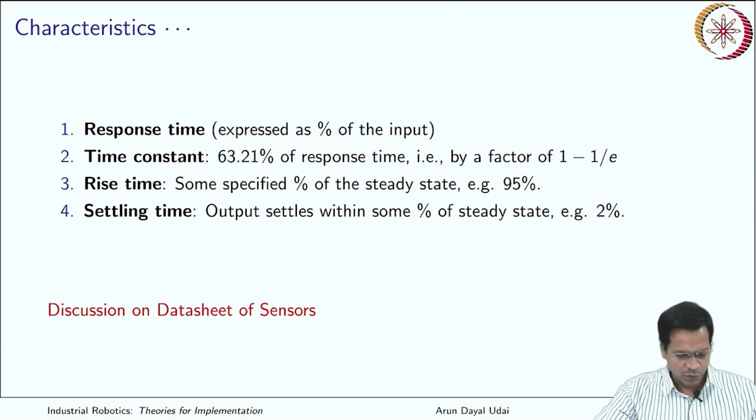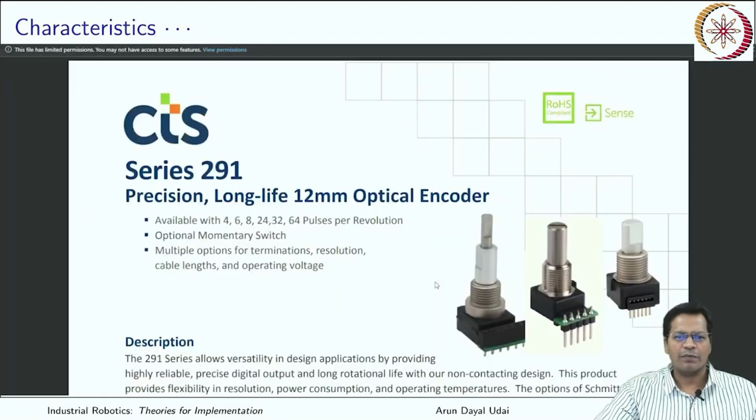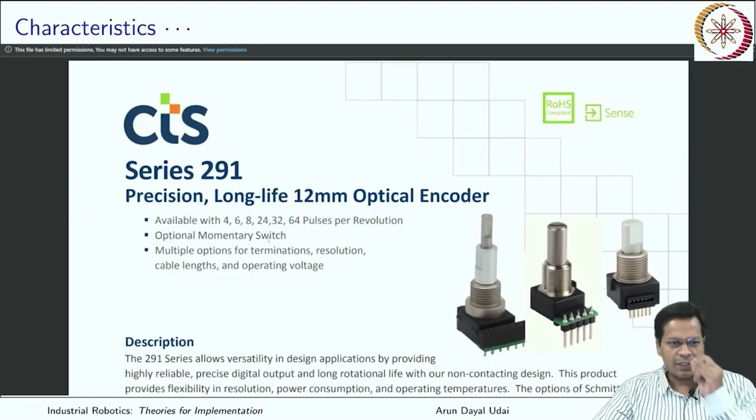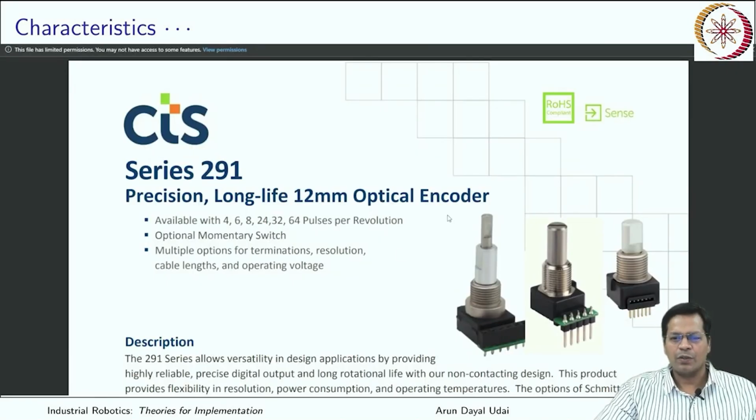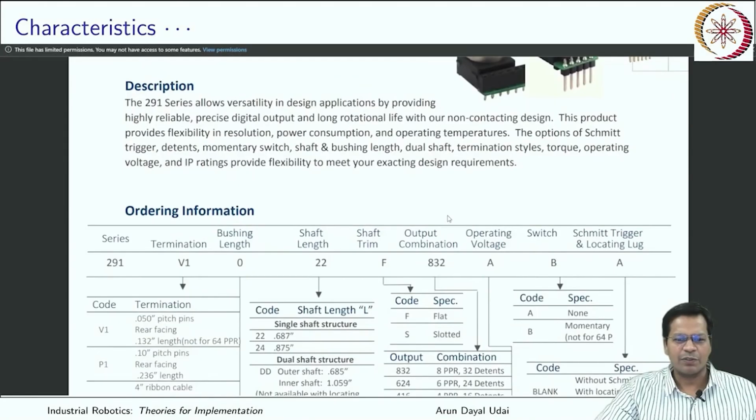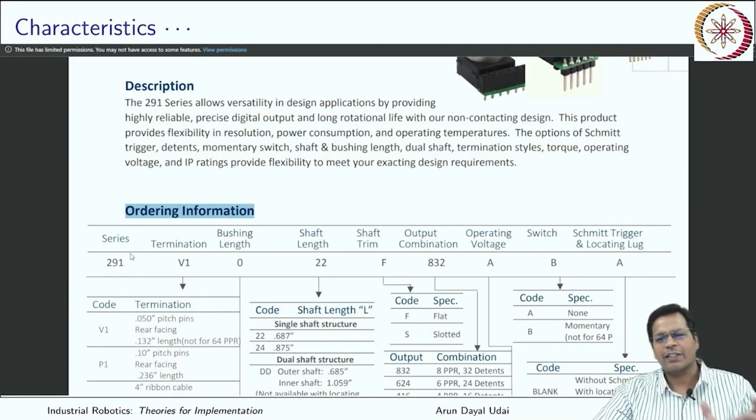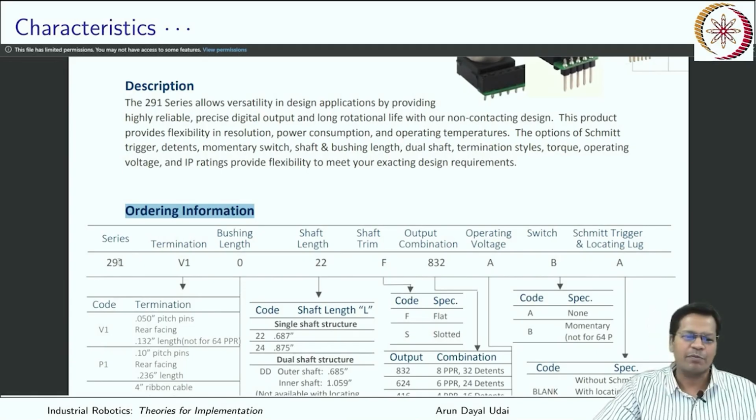So now I'll move on to some physical data sheets of a few sensors. Okay, this is one of the sensors, a typical rotary encoder, an optical encoder. See what parameters are given here. This is the ordering information. Basically, it is the type of nomenclature this company may be using.